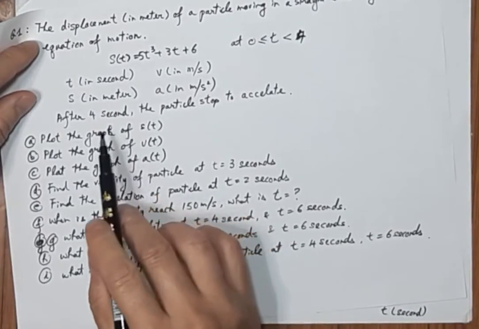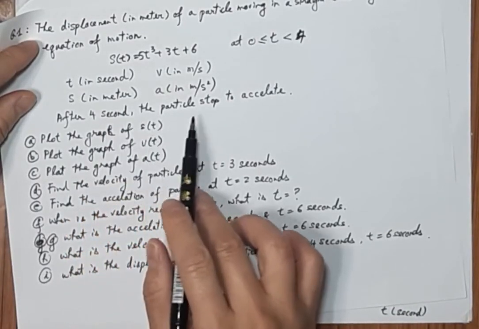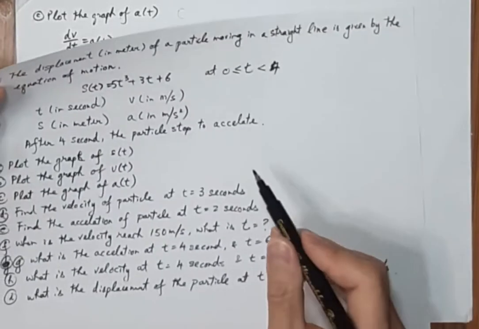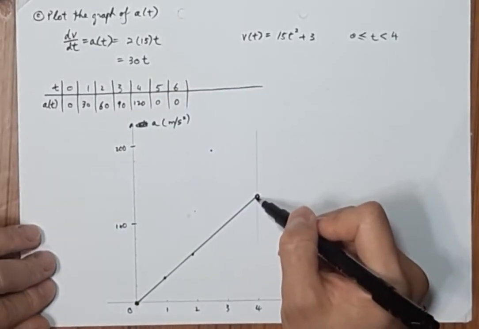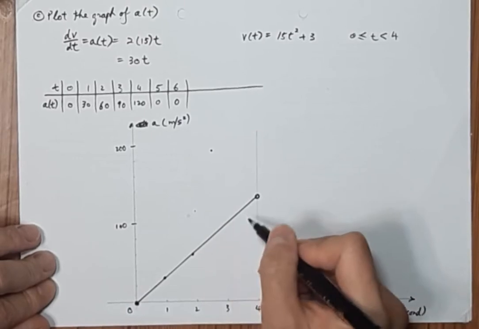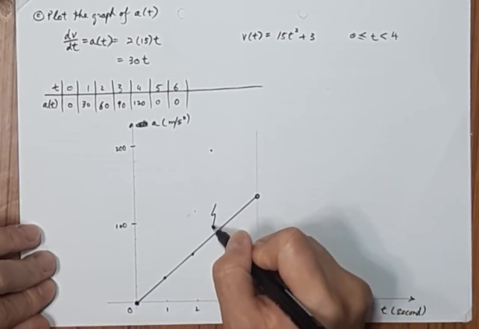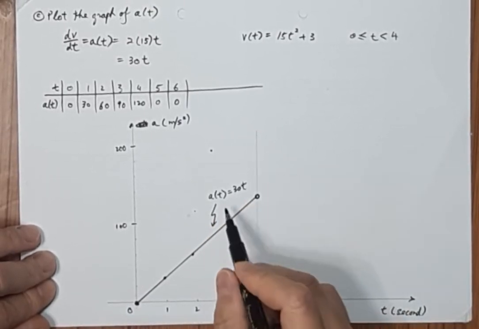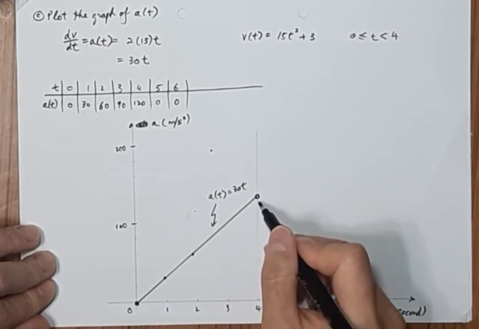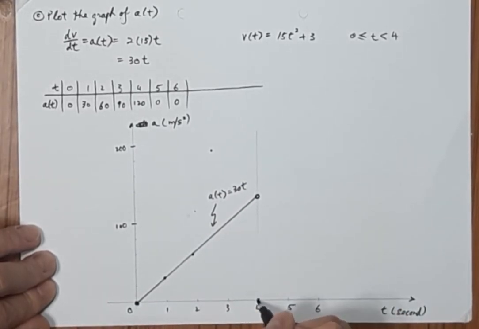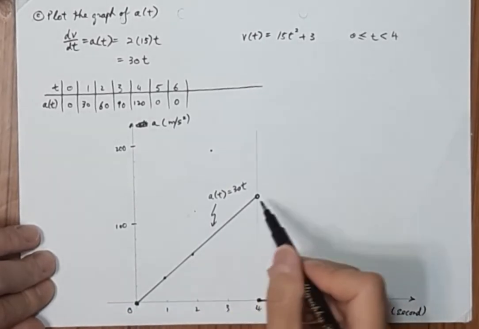But from the question, when t is equal to 4 seconds, the particle stops to accelerate. That means the acceleration will be 0. So at the point t equals 4, the acceleration will be 0. This function a(t) equal to 30t never touches this point here. As t equals 4, the acceleration will go down to 0 here. So the acceleration continues moving in this direction. So the graph is in here.